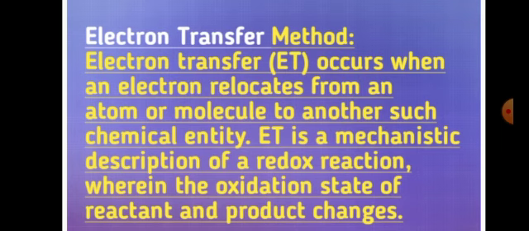So let me read the definition. Electron transfer method occurs when an electron relocates from an atom or molecule to another chemical entity. ET is a mechanistic description of a redox reaction wherein the oxidation states of reactant and products change, right? If you are going to gain an electron, very sure the oxidation state is going to change, and if you are going to lose an electron also, the state is going to change.